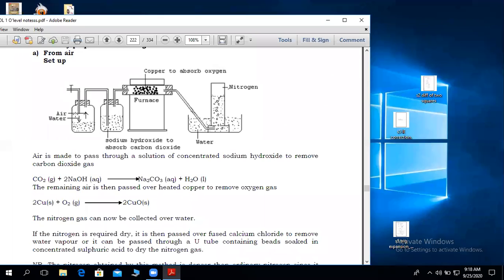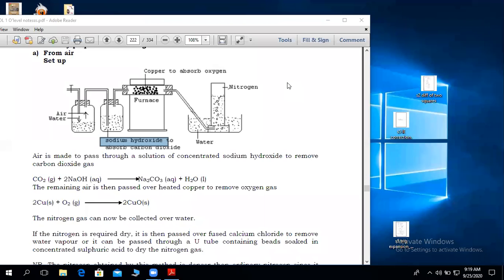Then this is air now going up, and this is water. Now a sample of air also contains water vapor. Remember, water vapor in the atmosphere is also a component of air. Now this air, which contains carbon dioxide, oxygen, and nitrogen, is passed through sodium hydroxide. If we don't use sodium hydroxide, we can use potassium hydroxide. We can also use calcium hydroxide.